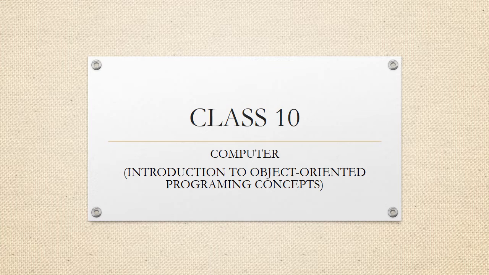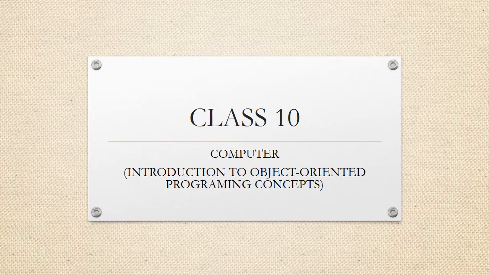Last day I explained to you the features of object-oriented programming. As I explained, the main concepts of object-oriented programming are class, object, abstraction, inheritance, polymorphism, and encapsulation. Today we will see about data hiding.